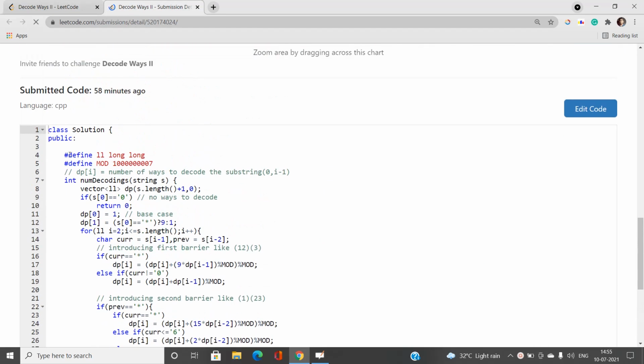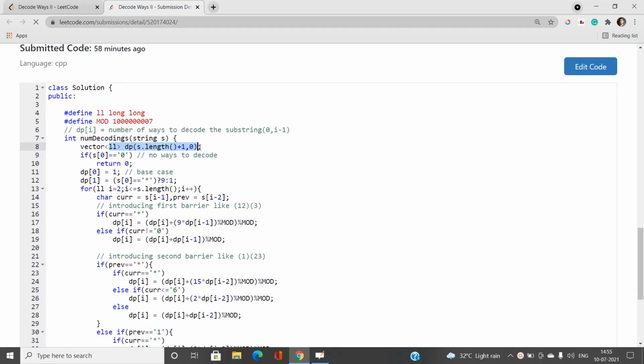You can see I've taken long long because it is going to exceed the integer maximum value, and this is the modulus. Now this is the dp of length plus 1, that is string's length plus 1, and if s[0] is 0, return 0 because there are no ways to decode. Otherwise dp[0] is 1 and dp[1] is going to be filled according to whatever character is present at the beginning of the string. If it is a star, there are 9 ways, otherwise 1 way.